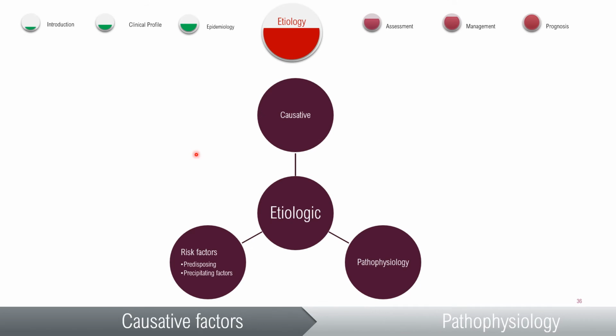So the virus is the causative factor, its pathogenicity is part of the pathophysiology, and our lack of immunity is the predisposing factor. The faulty ways of thinking and the risky behaviors are risk factors which can be predisposing, but when they eventually trigger the disease, they are known as precipitating factors. And these factors are collectively known as etiological factors.